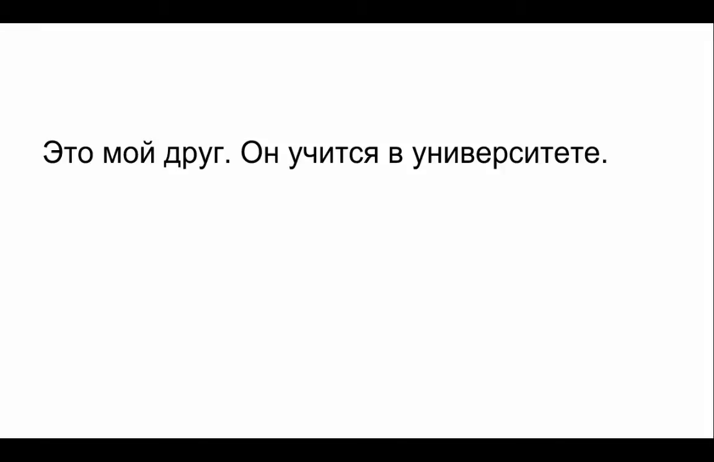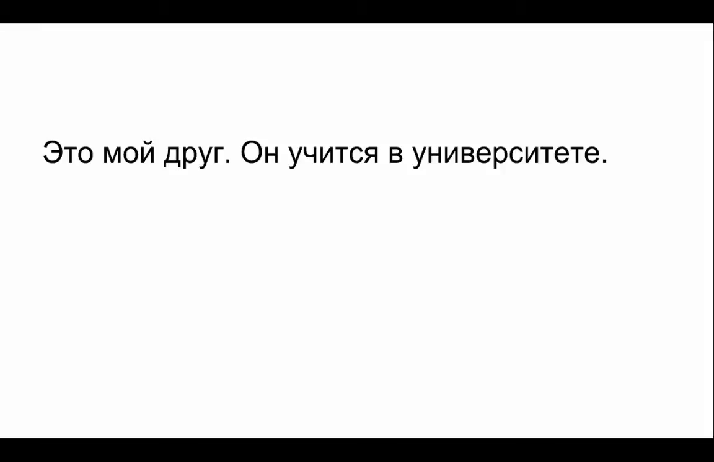Here we have two sentences. Это мой друг. Он учится в университете. That's my friend. He studies at the university. Saying it like that with two simple sentences, it's okay. But it could sound a lot more sophisticated if you could combine those two sentences together. This is my friend who studies at the university. So how do we do that in Russian?